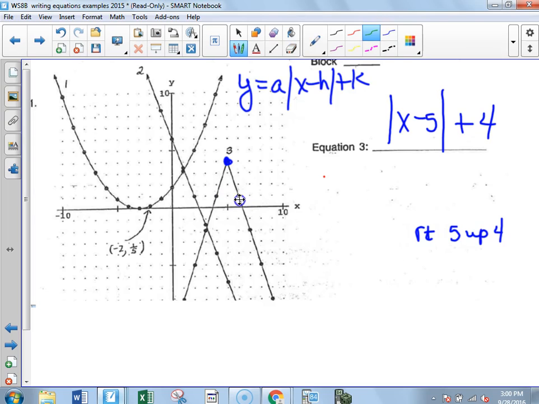Can you find me another ordered pair? Let's use that guy right there. What's that one? 4 and 1. Yep, we could use that one. 4 and 1 is that one over there.